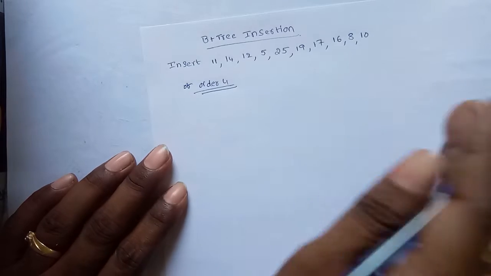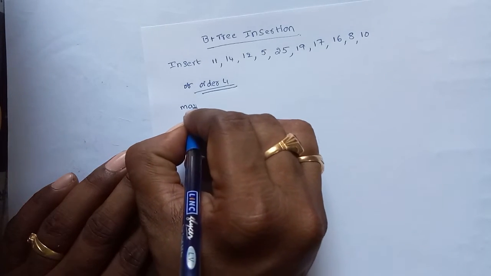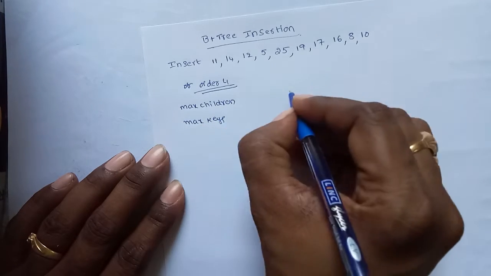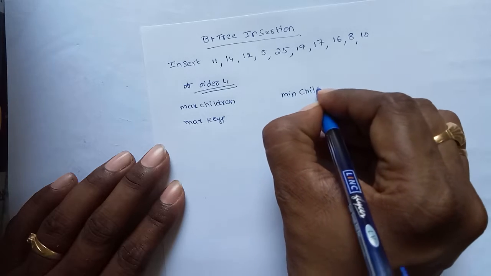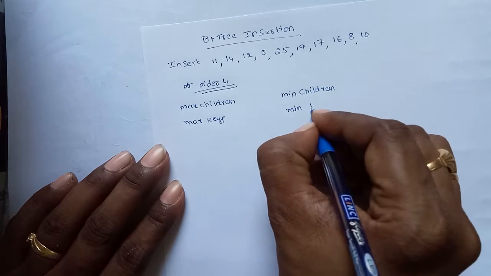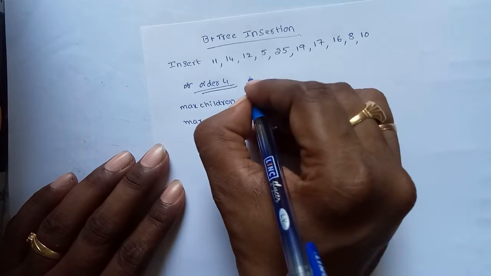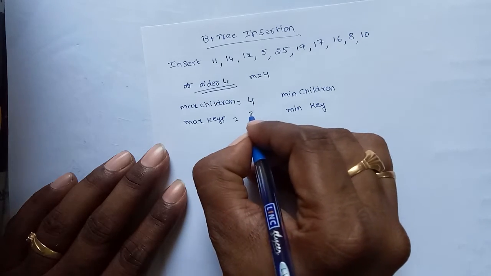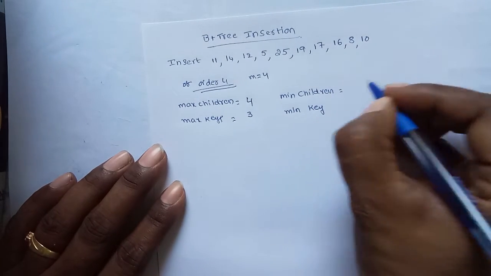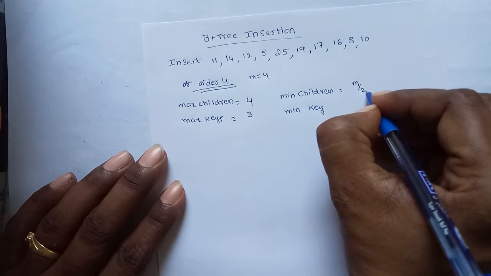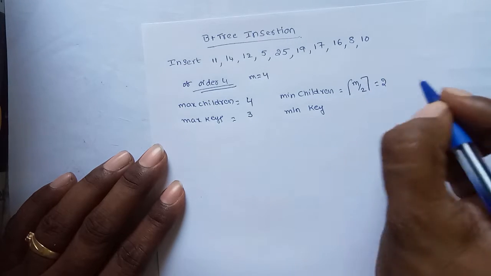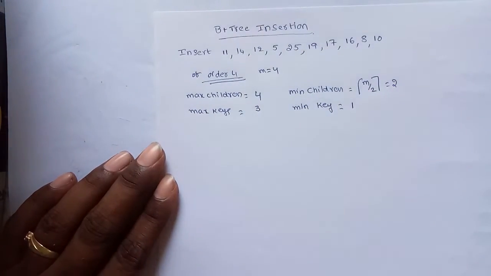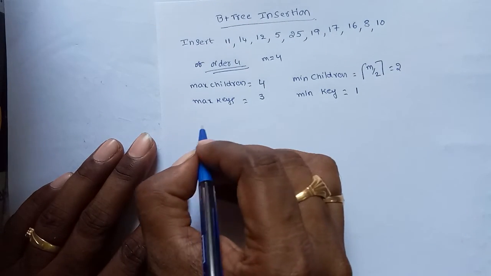First, whenever an order is given, what are the conditions? First, identify the maximum children and the maximum keys. Similarly, the minimum children and minimum keys. The maximum children, here m is equal to 4, so maximum children are m. Maximum keys are 3, that is m minus 1. Similarly, minimum children are ceil of m by 2, that is 4 by 2, which means 2. Minimum keys are m by 2 minus 1, that is 2 minus 1. These are the conditions.